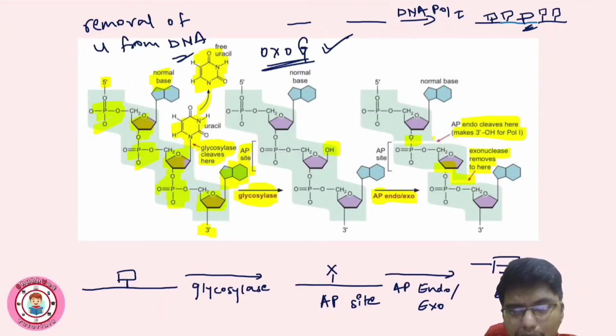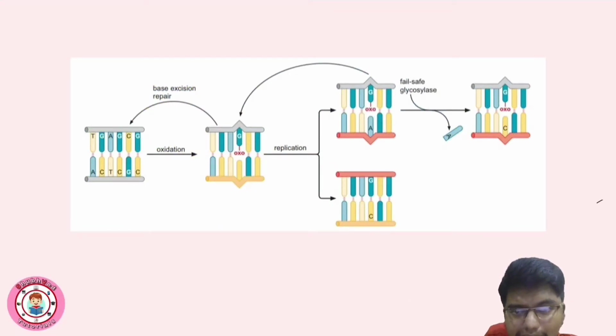Now, oxo-G, basically it is in humans. So if the removal does not take place, what happens? There is another glycosylase which is known as fail-safe glycosylase. What does it do? Say oxo-G pairs with adenine. So what will this glycosylase do? It will remove the adenine and incorporate the correct nucleotide, that is C, which pairs with G.